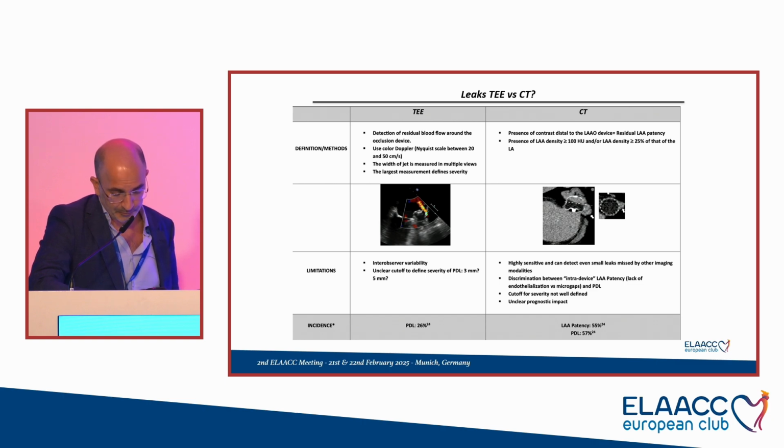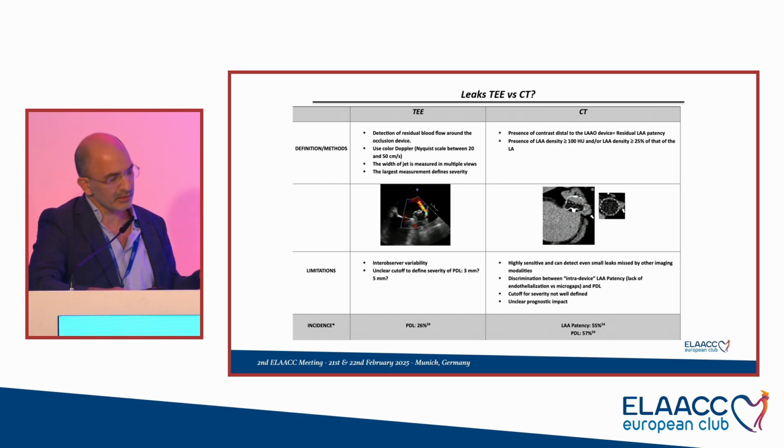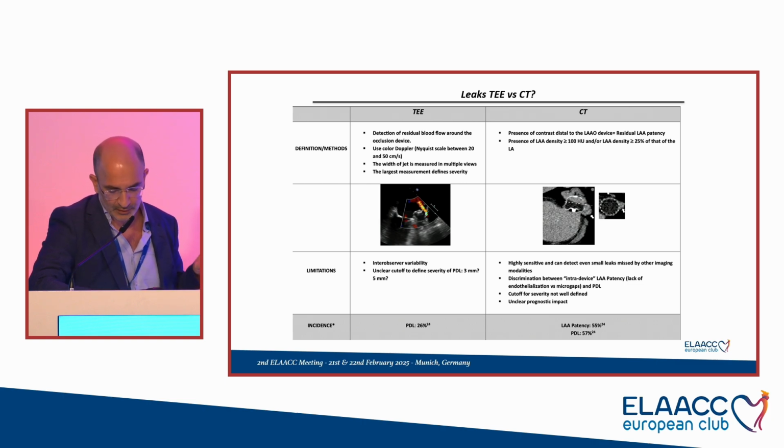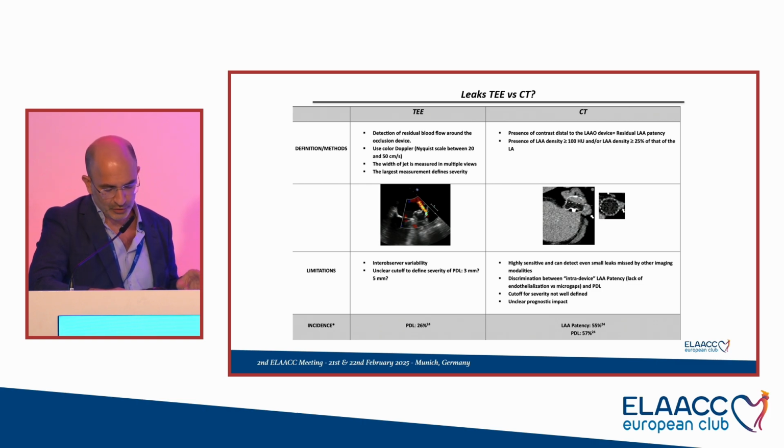Okay, and on CT, you have one clear definition. It's the presence of contrast distal to the device. Presence of contrast distal to the device means residual LA patency. So we have a clear definition. It's an LA density of more or equal to 100 Hounsfield units, or a ratio of the LA density to the left atrial appendage density of more than 25% of that of the LA. I think this is used in all the studies, so that's relatively clear.